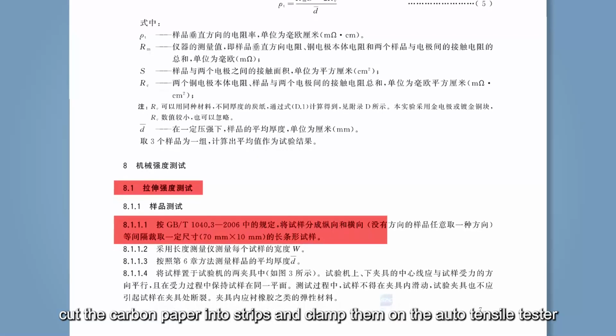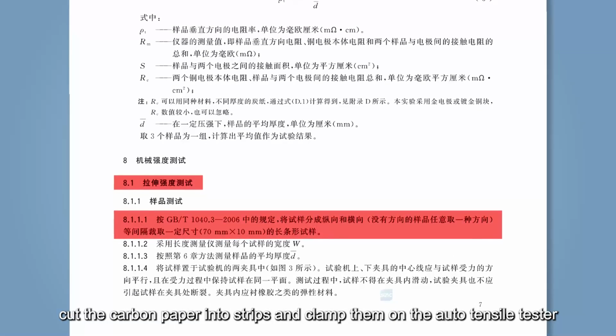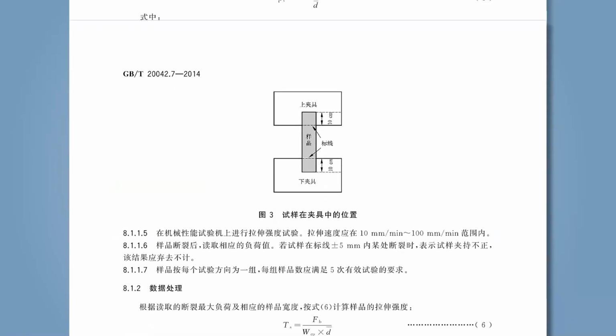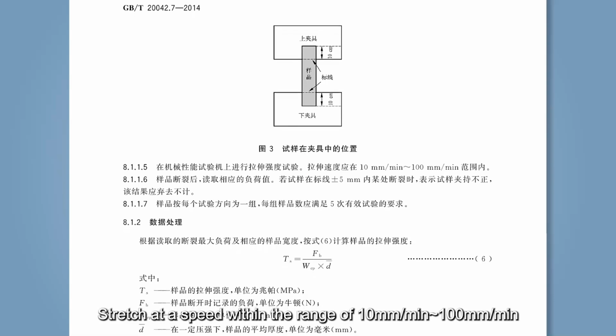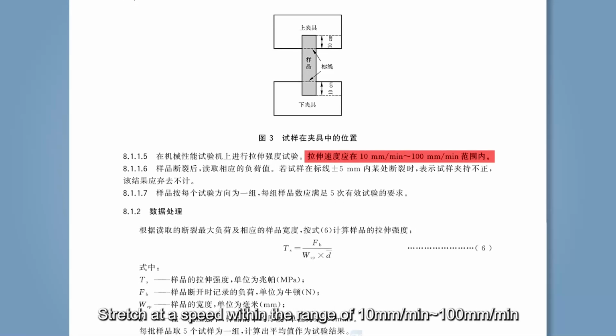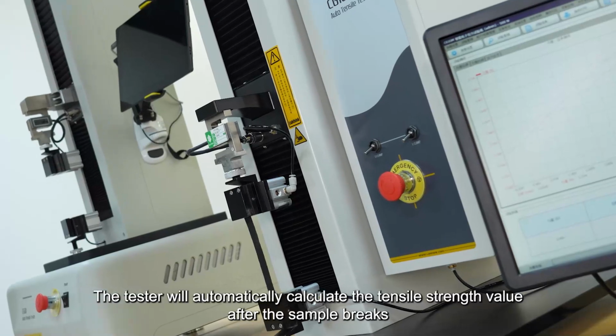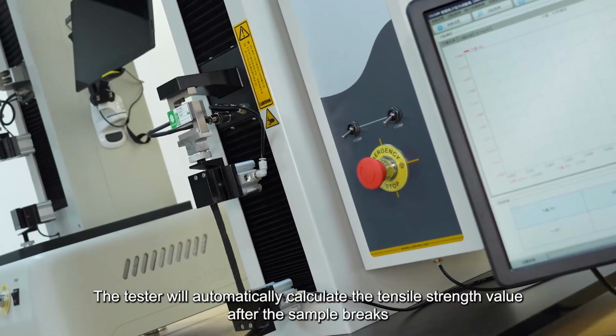According to the provisions of GB/T 20042.7-2014 Proton Exchange Membrane Fuel Cells, Part 7, cut the carbon paper into strips and clamp them on the auto tensile tester. The center lines of the upper and lower clamps should be parallel to the direction of force of the sample. Stretch at a speed within the range of 10 to 100 mm per minute. The tester will automatically calculate the tensile strength value after the sample breaks.